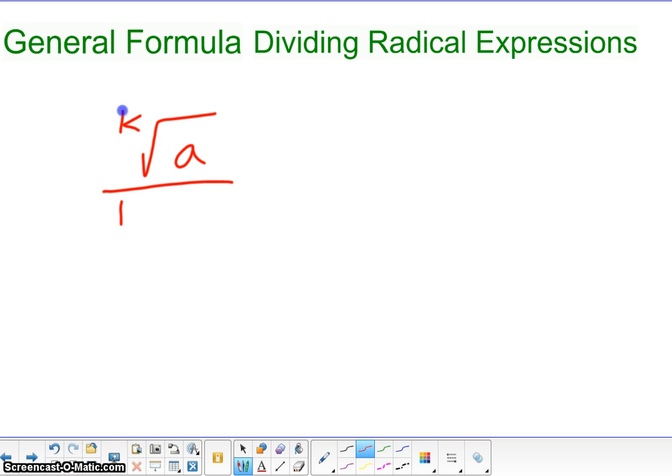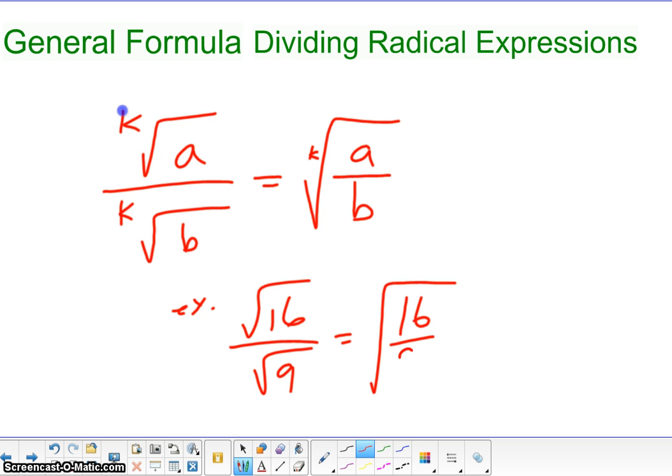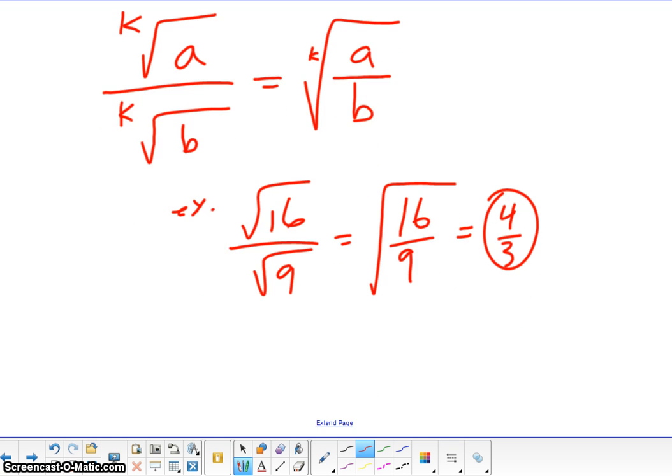So the index, as long as it's the same, we're going to be able to combine them all under one radical. So if I had something like the square root of 16 and the square root of 9, I'll be able to put all of that under one radical and then solve to get an answer without a radical sign, 4/3. Okay?